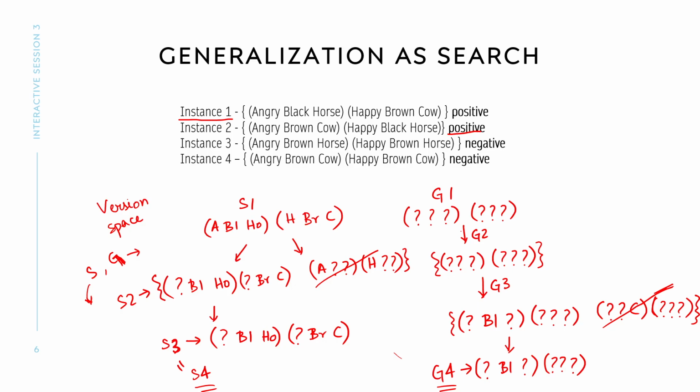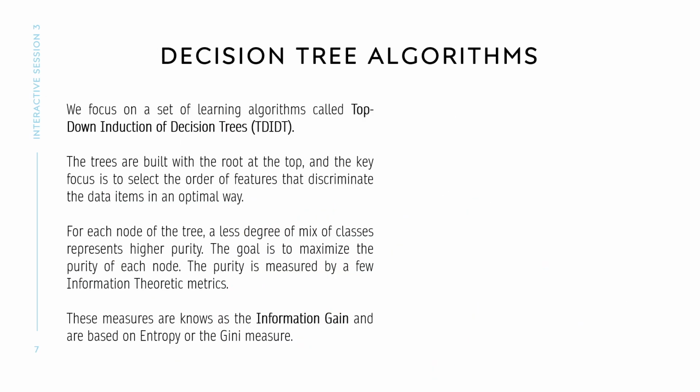Okay. So I think there are a lot of doubts. So we'll move on to decision trees. I will discuss a little bit, then we'll do a problem. So decision trees will focus on a particular set of learning algorithms. It's called top-down induction of decision trees, so TDIDT algorithms.